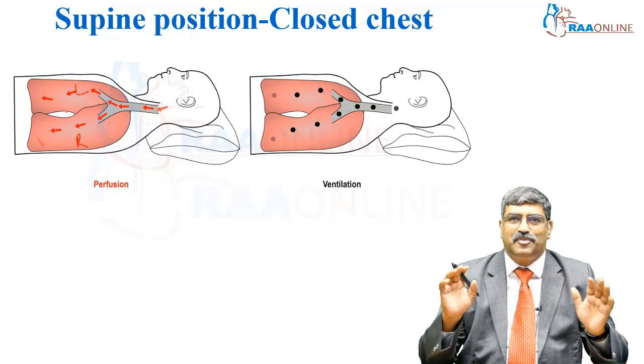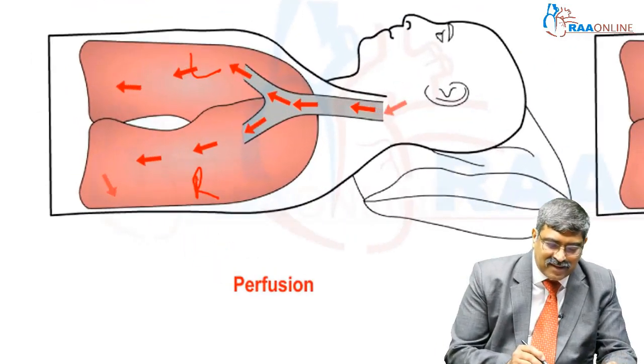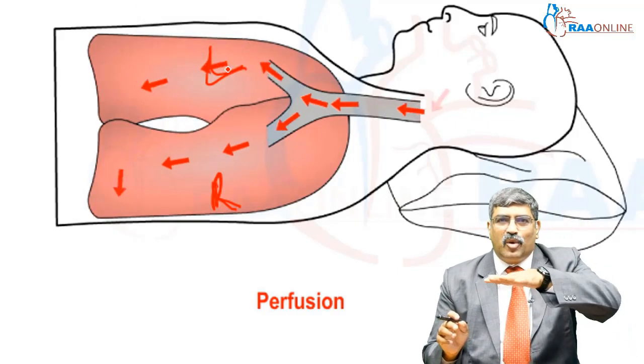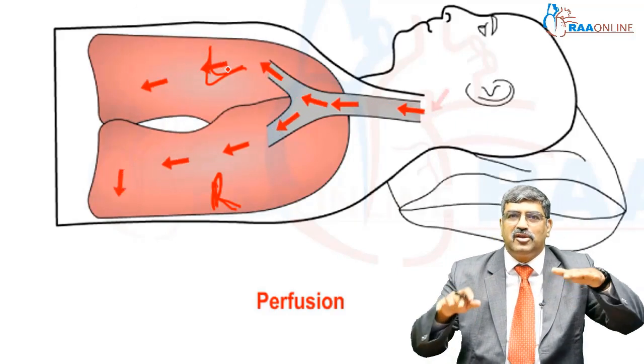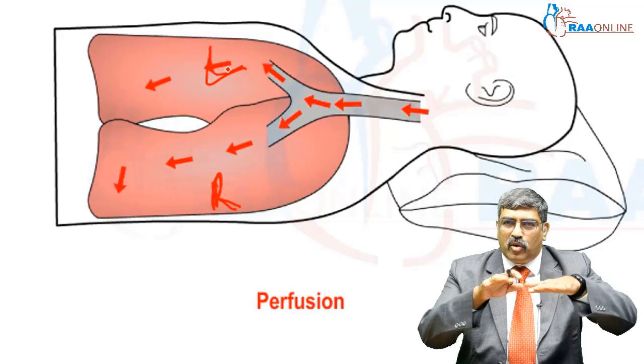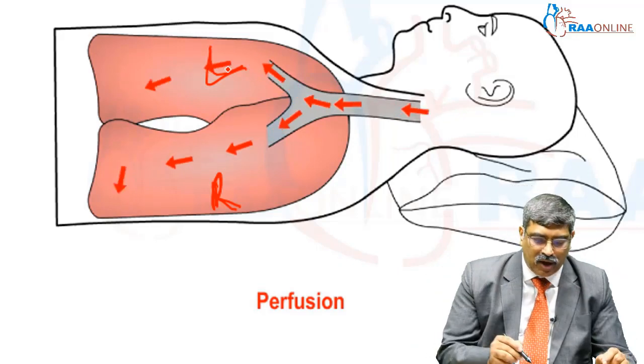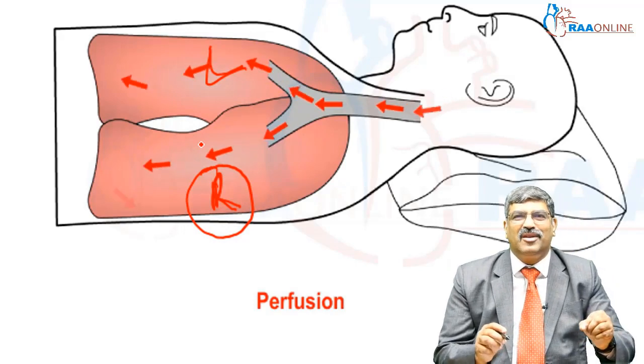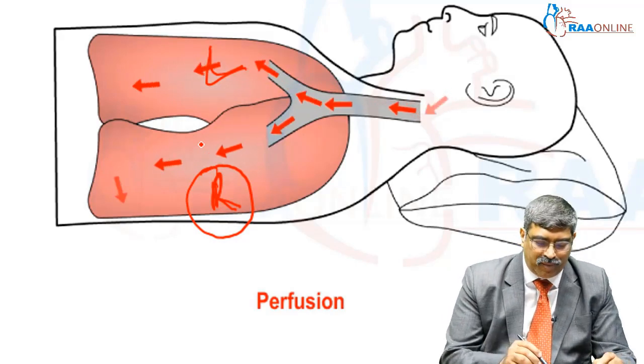Which anesthesiologists play a major role. This is the right lung and this is the left lung, and you are in supine position. So there is no dependent and non-dependent, both are at the equal level. Now the right lung, being slightly bigger, will receive a little bit more pulmonary perfusion.